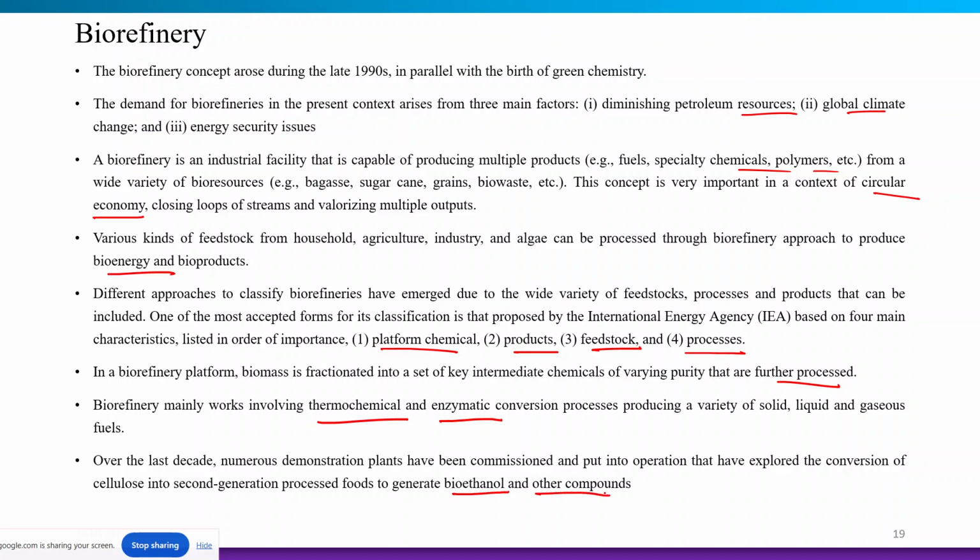So bioethanol is a very useful product. That's why it is always mentioned specifically. But there are a lot of other bio-based chemicals. Those valuable chemicals are being produced from biomass resources.